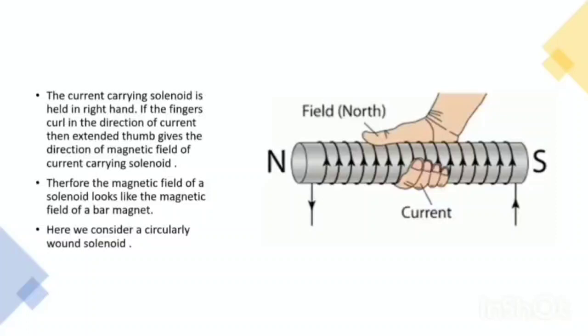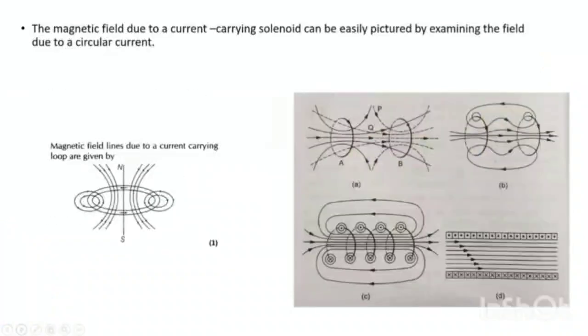The magnetic field due to a current carrying solenoid can be easily pictured by examining the field due to a circular current. The field lines due to a circular current are shown in figure 1. Diagram A shows the magnetic field lines due to a circular loop A carrying a current and also due to a similar loop B placed coaxially and carrying equal current.